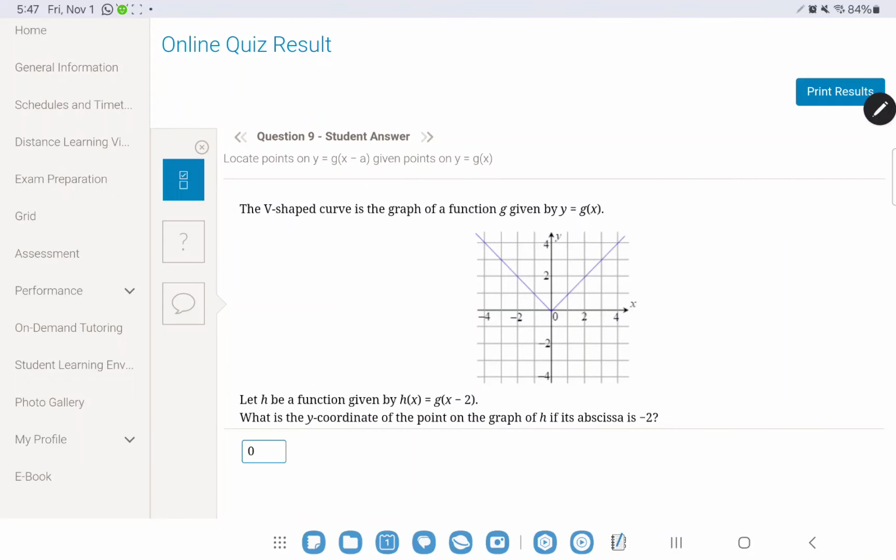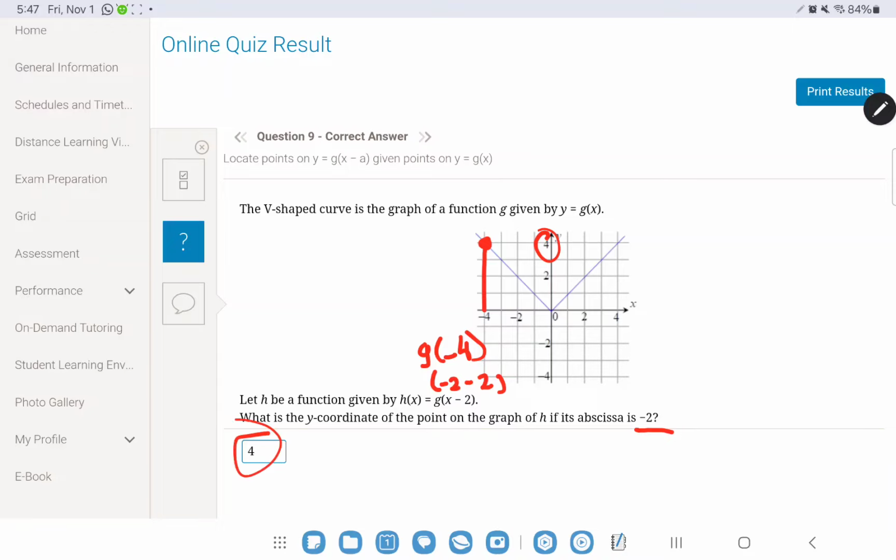Okay, these questions are nice. I like them. So here's what you do. They tell you your abscissa is -2. First, you do -2 minus 2, so you're going to get -4. So now you do g of -4, which means you go to -4, you go up, you find your value, and that's your answer, 4.